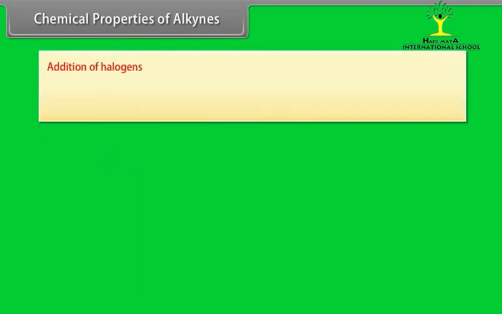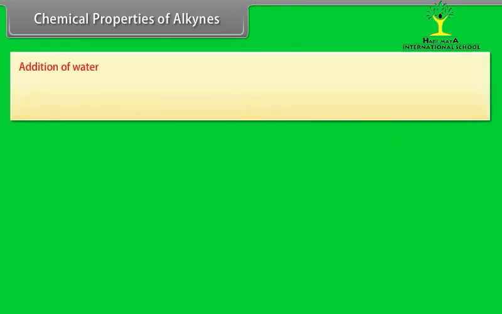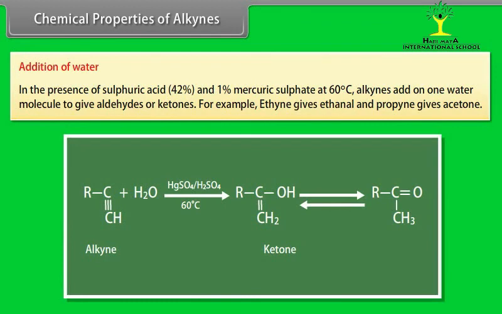Addition of halogens. Alkynes react with halogens, Cl2 or Br2, in the dark, forming dihaloalkenes first and finally tetrahaloalkanes. The reaction is accelerated in the presence of light or halogen carriers. Addition of water. In the presence of 42% sulfuric acid and 1% mercuric sulfate at 60 degrees centigrade, alkynes add on one water molecule to give aldehydes or ketones. For example, ethyne gives ethanal and propyne gives acetone.